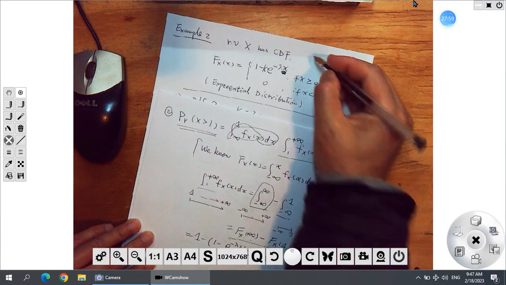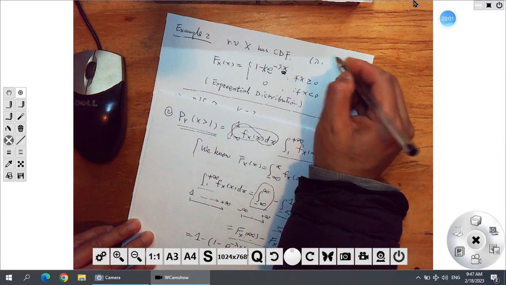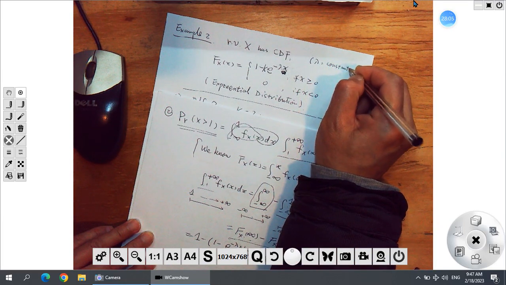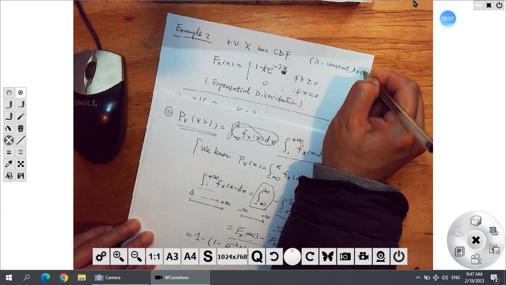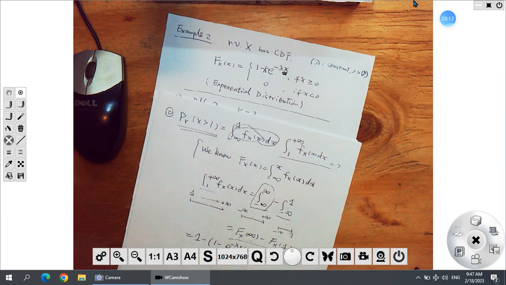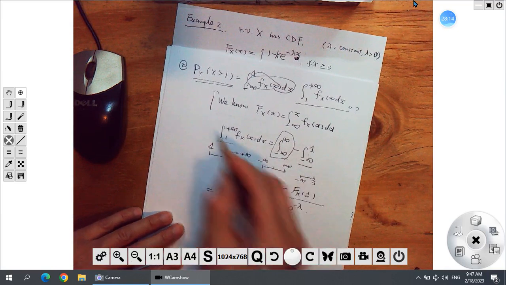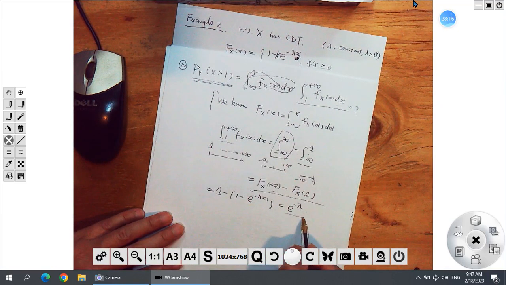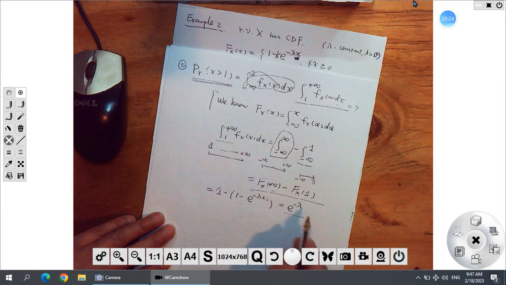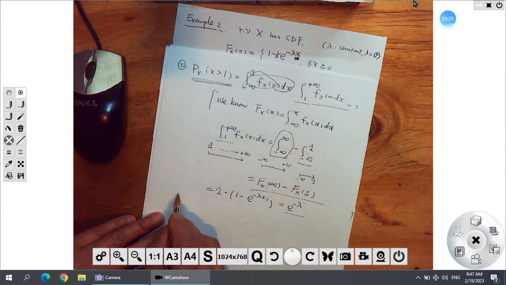Here I suppose lambda is a positive constant. So we have this probability. Of course, its value depends on lambda. If you know lambda, you can get the exact value. We do not know what it is, so I just leave it here.